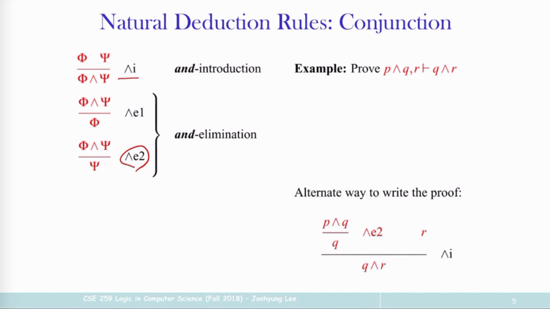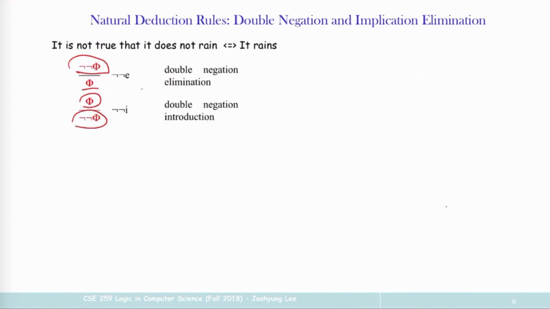Now, why is it called conjunction introduction? Because if you look at the new formulas, there is a new conjunction here. So conjunction is introduced when you apply this rule. Similarly, for the conjunction elimination, when you apply this rule, the conjunction above the line disappears. So you eliminate conjunction. Okay?